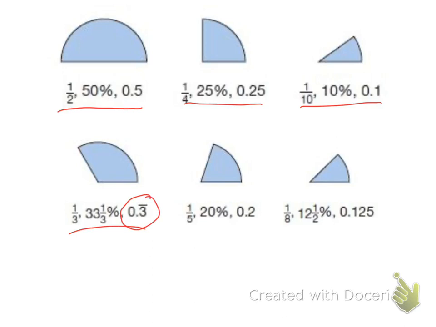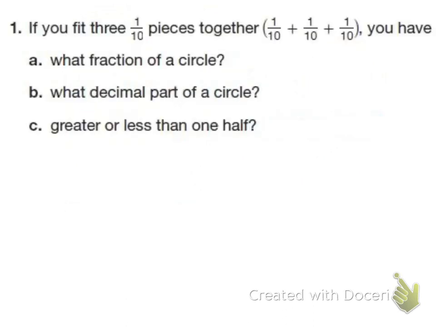Now notice with the 0.3 we have this line above the 3. What that means is the decimal itself keeps going on and on, so that line above the 3 just means that the 3 repeats itself over and over. 1/5 is the same as 20%, or 0.2, and 1/8 equals 12.5%, or 0.125.